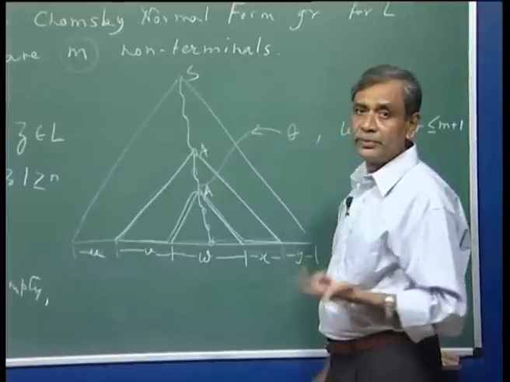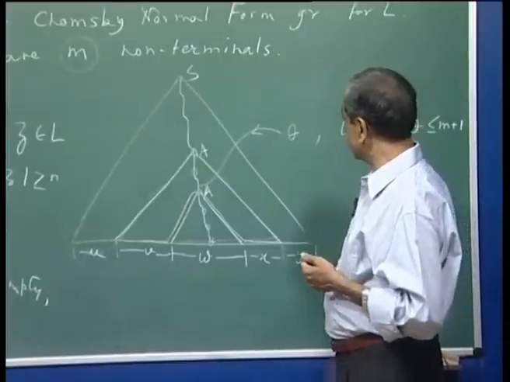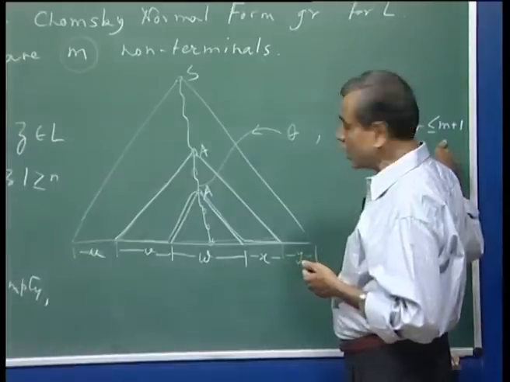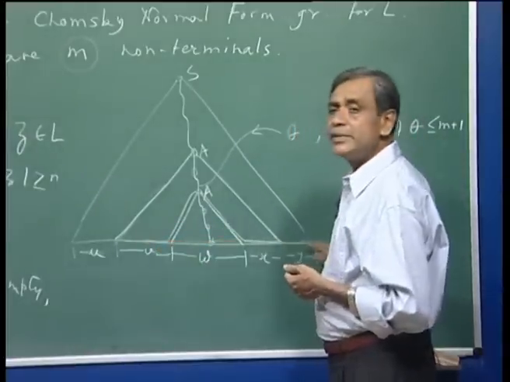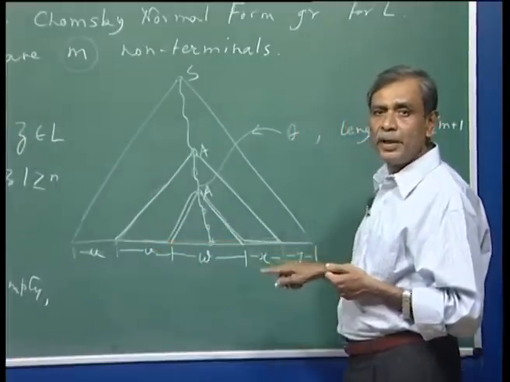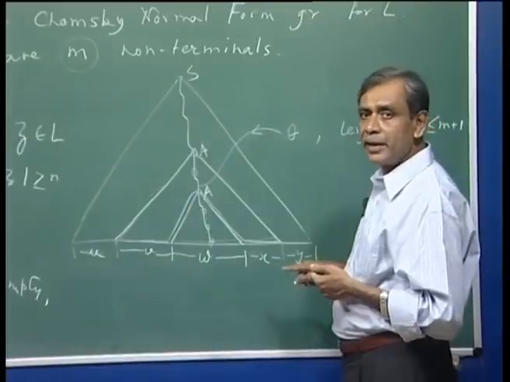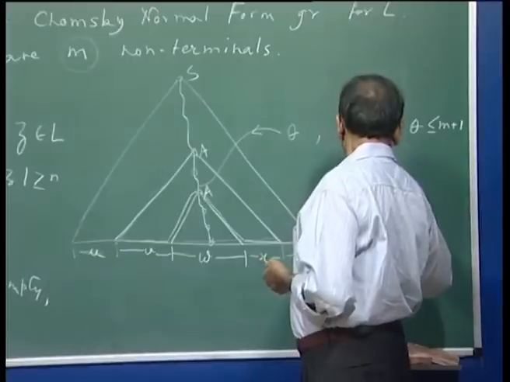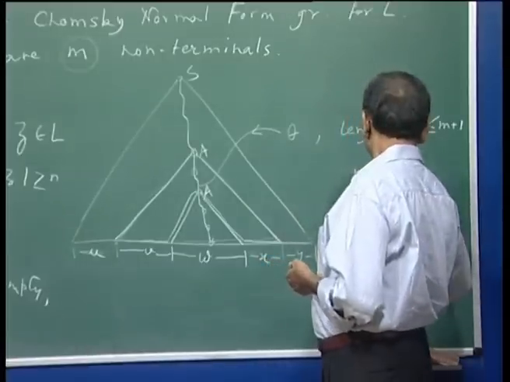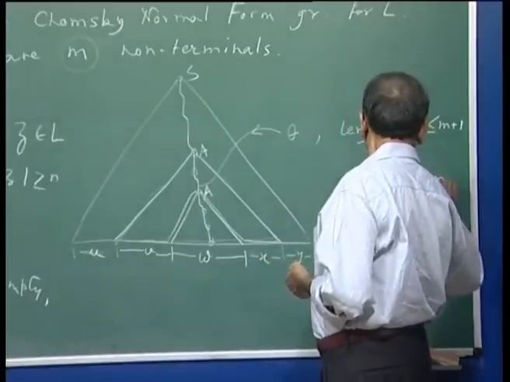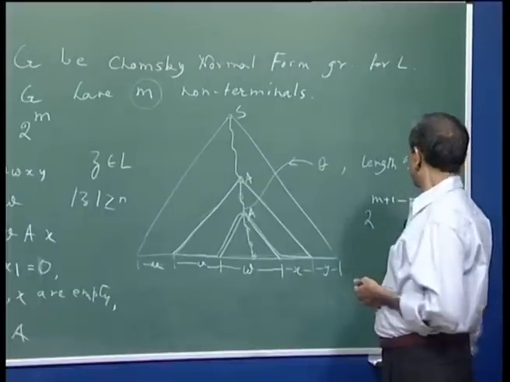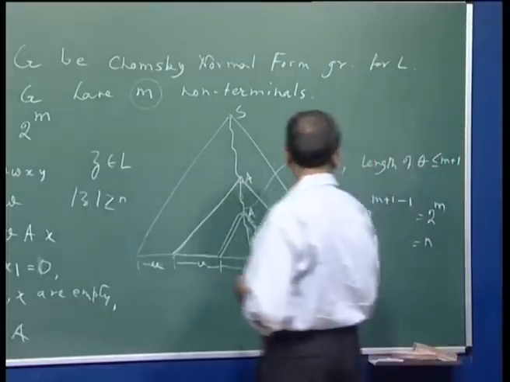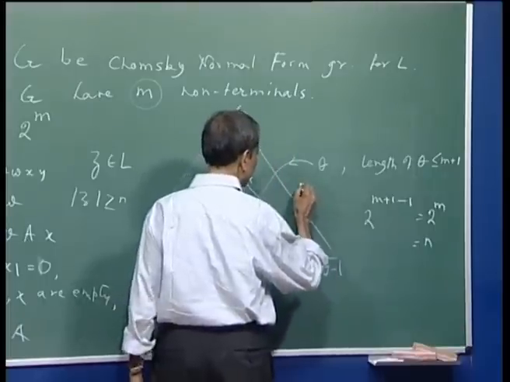That means what? We go back to our old fact that suppose I have a derivation tree where no path is greater than m plus 1, then the string that is generated cannot be of length greater than 2 to the power m plus 1 minus 1, which is equal to 2 to the power m, which is of course equal to the pumping lemma constant, right? So let me write it so that it is clear.